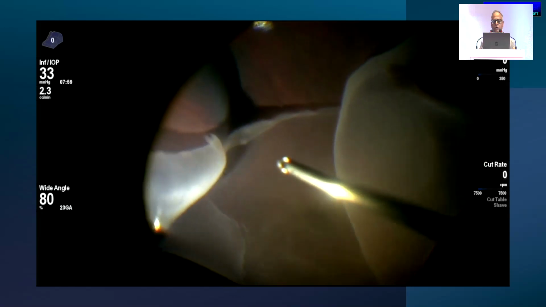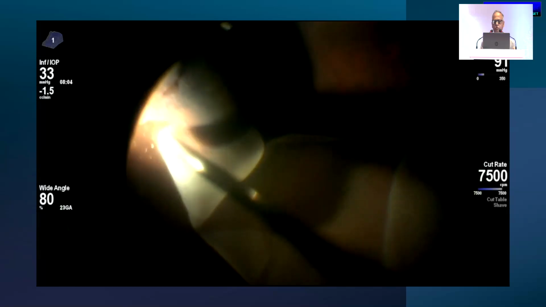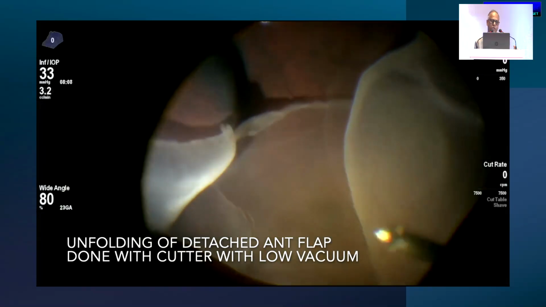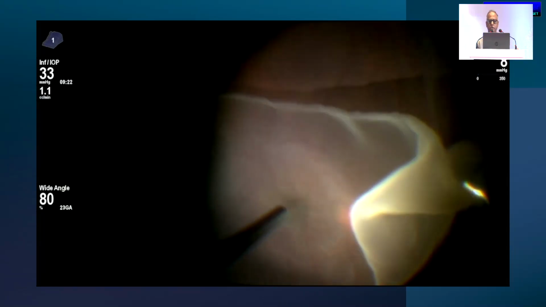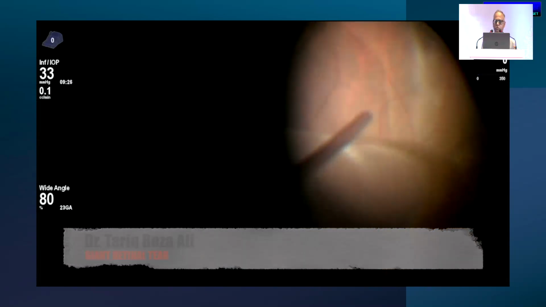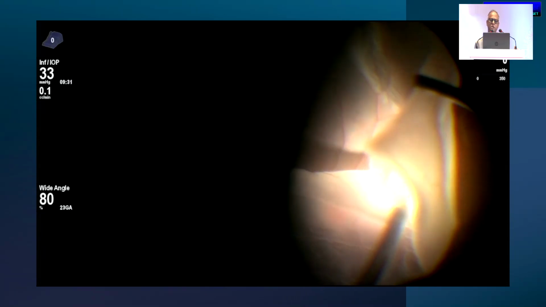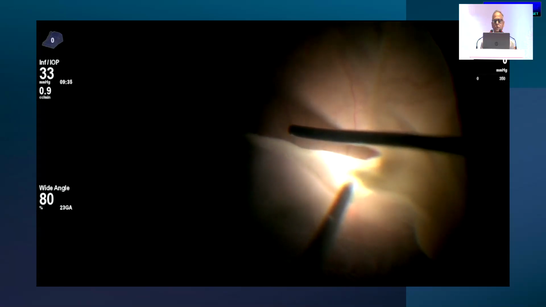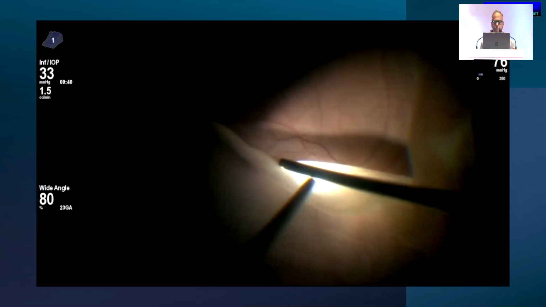Then for unfolding, you can do it manually; here we are doing it with our vitreous cutter at low vacuum, unfolding the retina. This unfolding you can also do with forceps, or a soft tip cannula is also possible. After unfolding, you have to put PFCL to attach the detached retina.